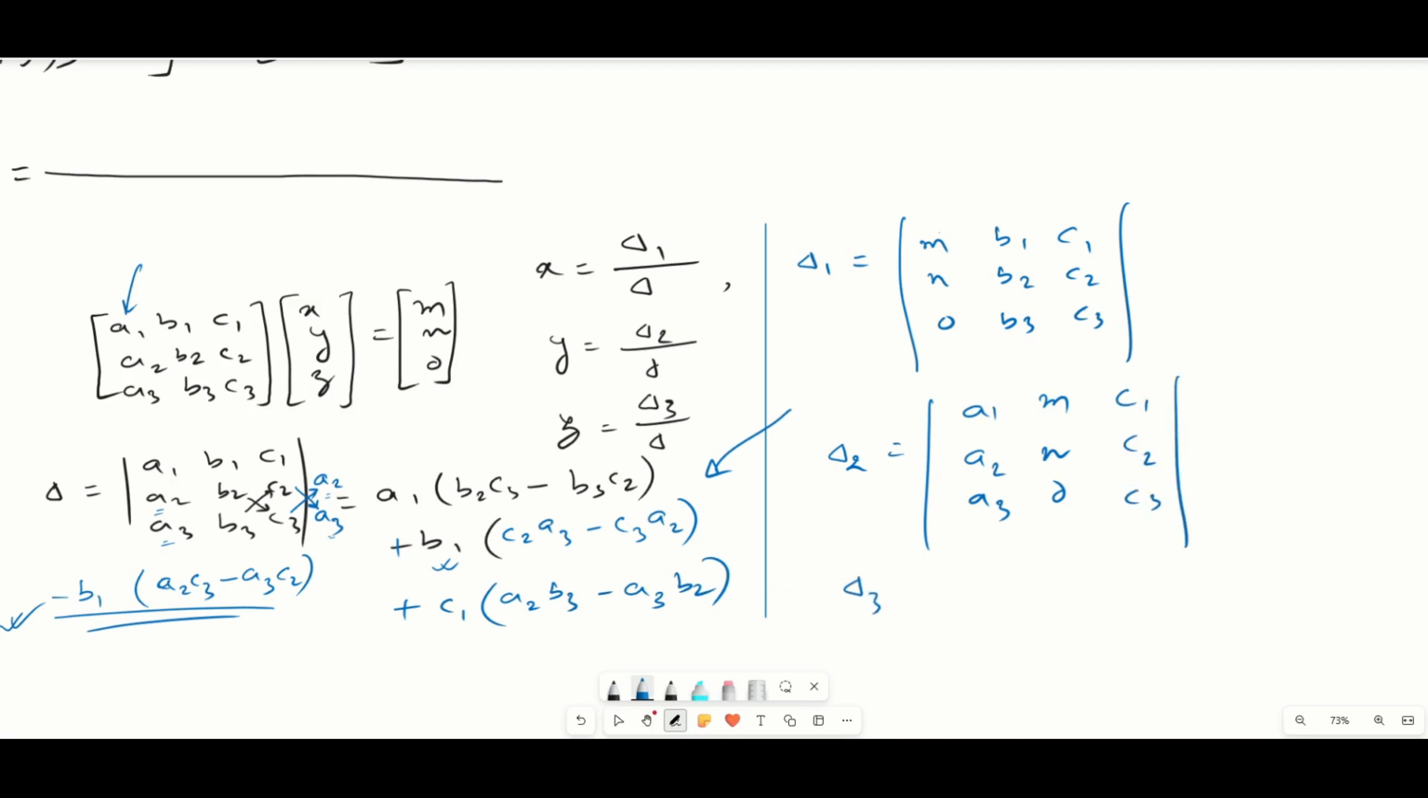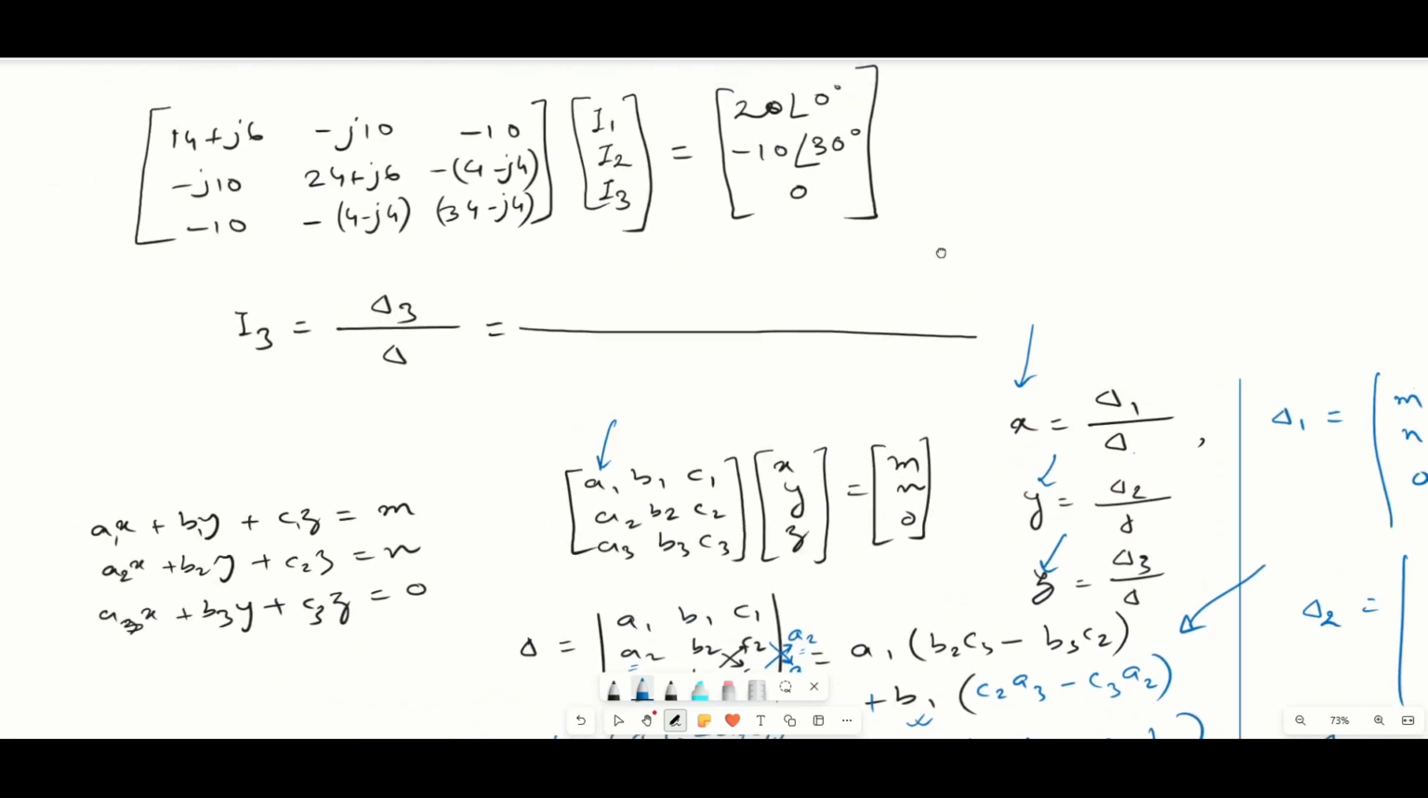Now correspondingly delta 3 will be a1, a2, a3, b1, b2, b3, and we change the final column to m and o. So whatever we get with respect to this formula, with respect to this calculation, will be our answer. And then finally x will be delta 1 by delta, y will be delta 2 by delta, and z will be delta 3 by delta.